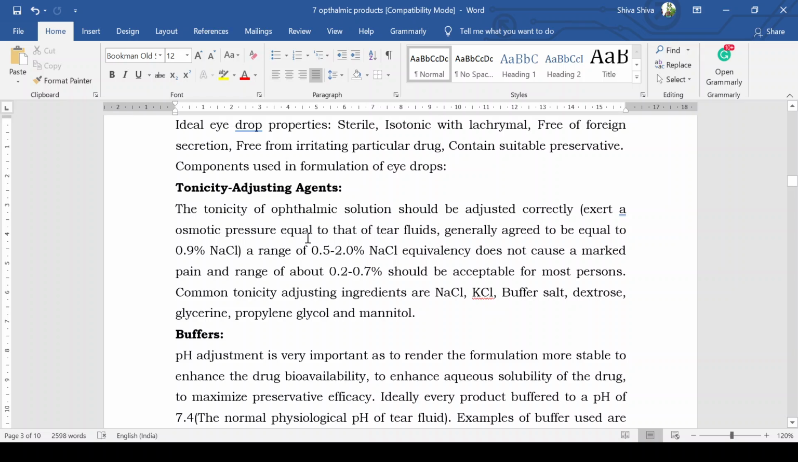Okay, so 0.9% weight by volume sodium chloride equivalent isotonicity, osmotic pressure should be maintained. And for maintaining the isotonicity, or for adjusting the tonicity of the ophthalmic preparations, various tonicity adjusting agents like sodium chloride, potassium chloride, buffer salt, dextrose, glycerin, propylene glycol and mannitol are used.